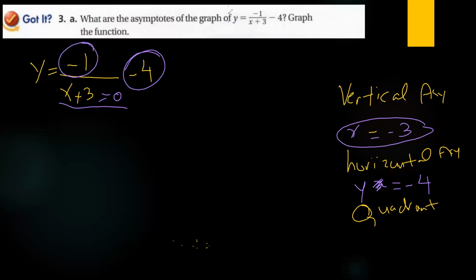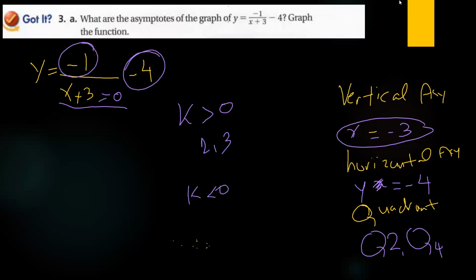And look at k. K is negative. So in which quadrants am I? Quadrant 2 and quadrant 4. Good job. Remember, if k is greater than 0, I am in quadrant 1 and quadrant 3. If k is less than 0, I am in quadrant 2 and quadrant 4.